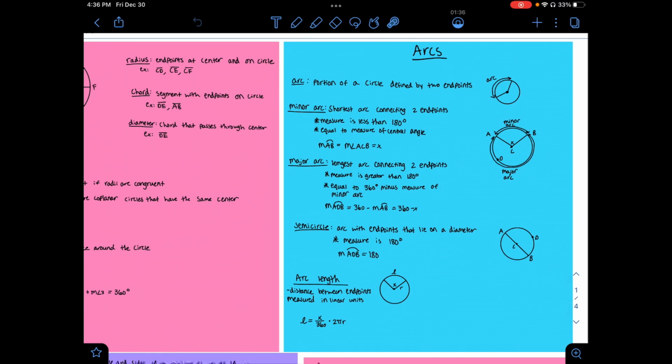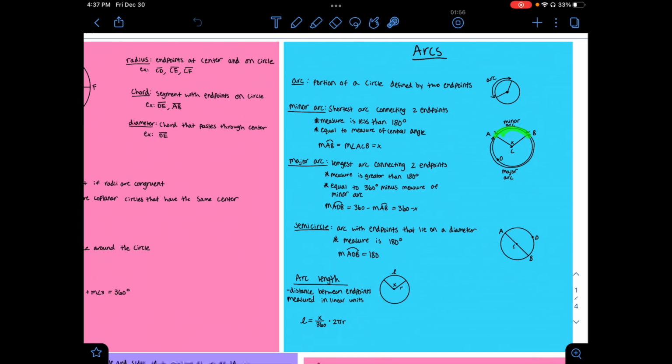Okay, now we're going to talk about arcs. So an arc is a portion of a circle defined by 2 endpoints. So this is an arc, and this is an arc. And so there are 2 types of arcs. There's a minor arc and a major arc. The minor arc is the shortest arc connecting 2 endpoints. So it's less than 180, and it's equal to the measure of the central angle.